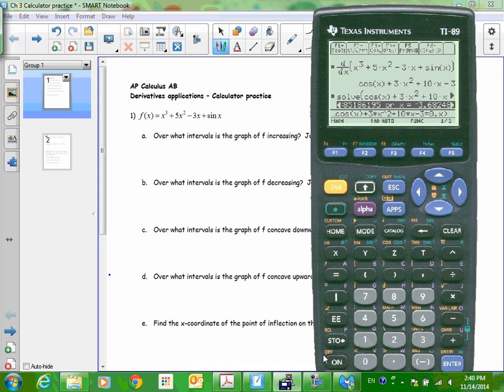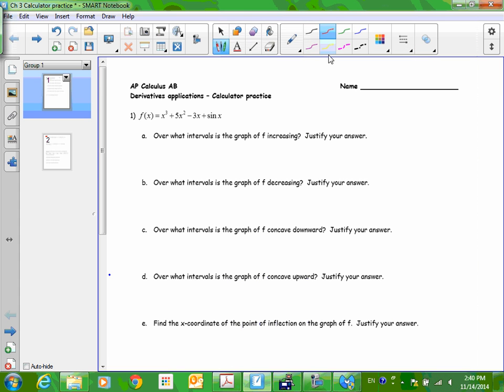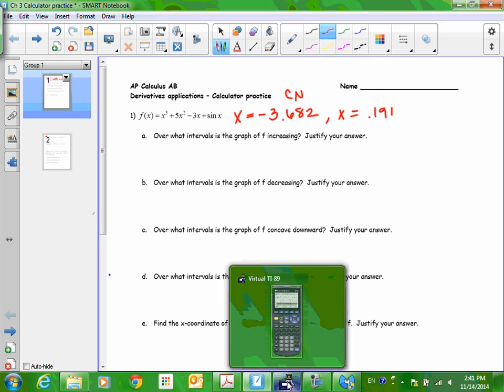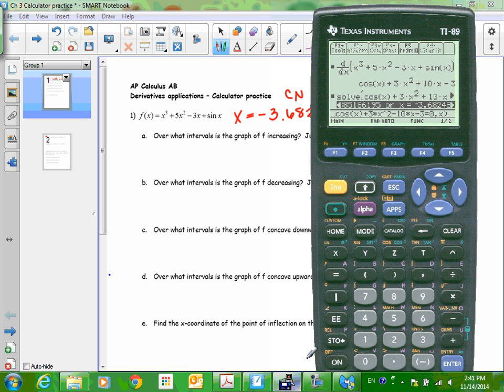So negative 3.682. Let's write this down. And these are our critical numbers, by the way. And x equals 0.191. Now, because this takes a while, and on some it even takes longer than that, I'm going to give you another way to do this. On some trig equations, it won't find it at all. Okay? So you may like the second way better.